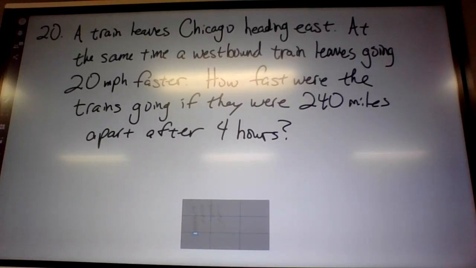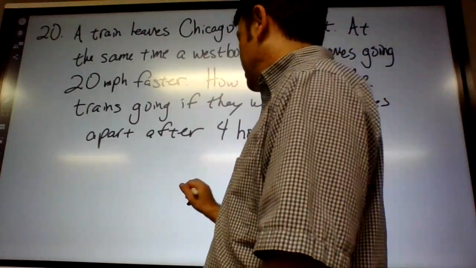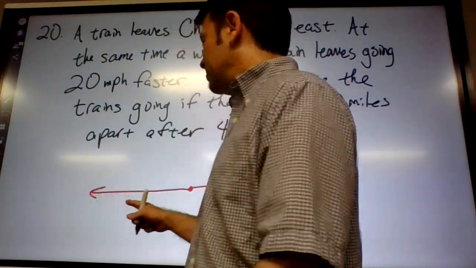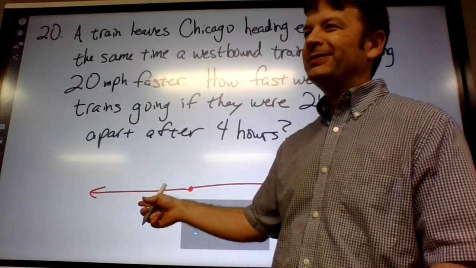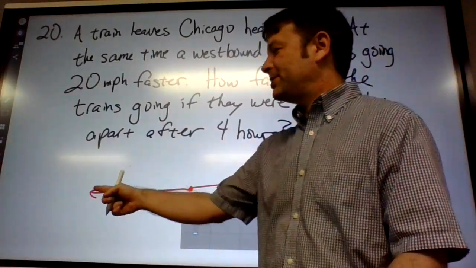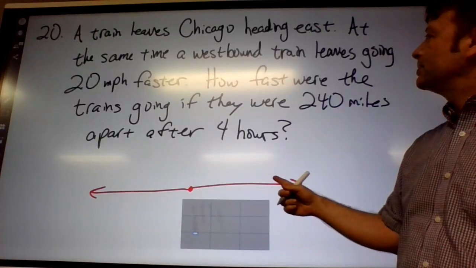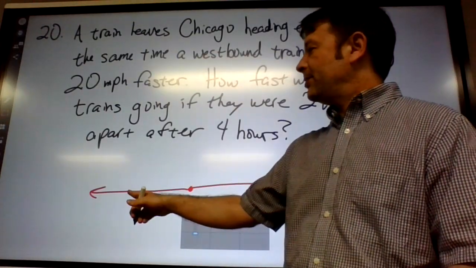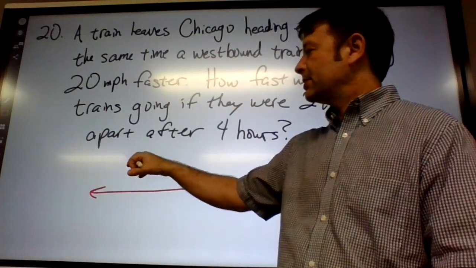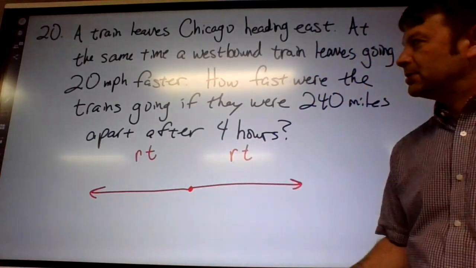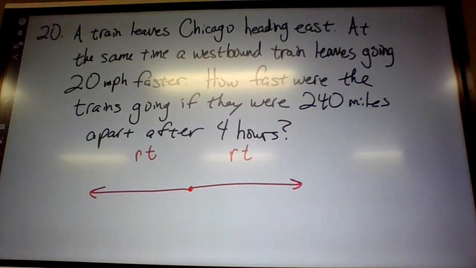Train leaves Chicago heading east, same time a westbound train leaves going 20 miles an hour faster. What do the arrows look like? One going left, one going right. Right. And on a map, left is like which direction? This is the west and this is east on the map. So I'm gonna make this the eastbound train. Okay, each of these arrows gets a what? A rate and a time. Each arrow gets a rate and a time.